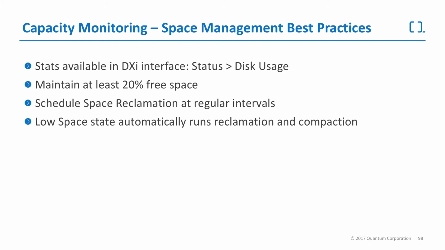Capacity monitoring can be vital to a properly running system. A best practice would be to maintain at least 20% free space on your system. This leaves working space for ingest and processing. Should your DXi not have this working space or reach full capacity, it can be very difficult to resume normal operation. You can avoid this in part by scheduling space reclamation at daily intervals like we discussed, but just don't schedule or run manually during a backup. A low space state on the system will automatically run reclamation and compaction.